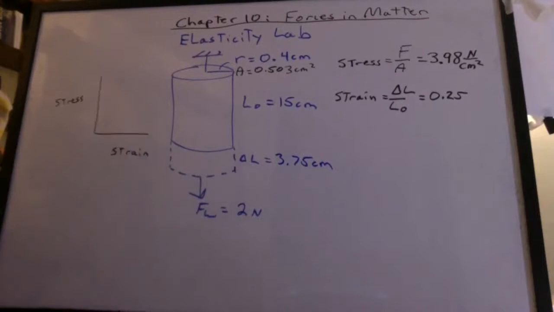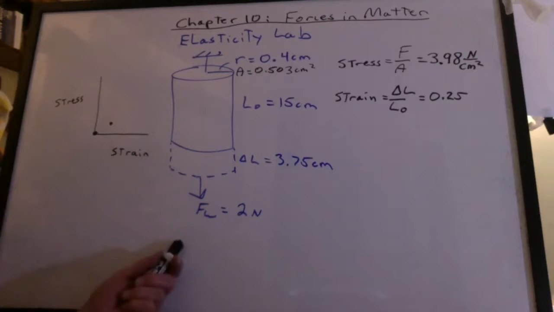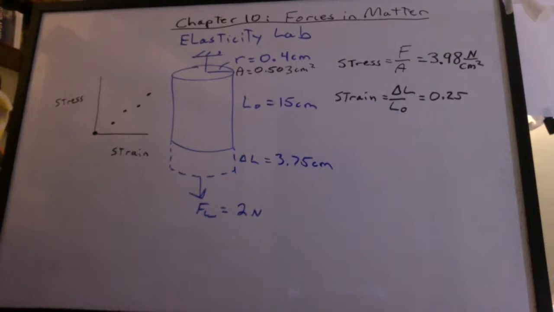force. Now we're supposed to make a graph of stress over strain. 0, 0. But this is only one data point. I need to do this lab again and again and keep stretching it further and further and getting this new stress and strain. So here I have some more fake data, and I'm numbering the axis.